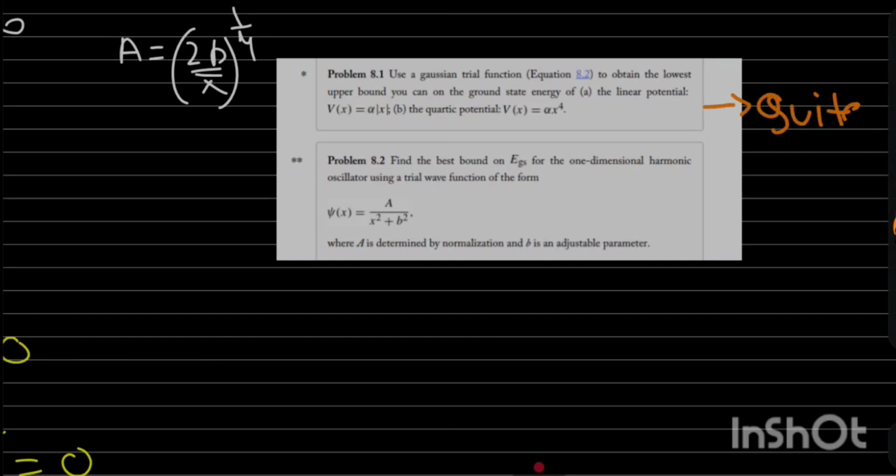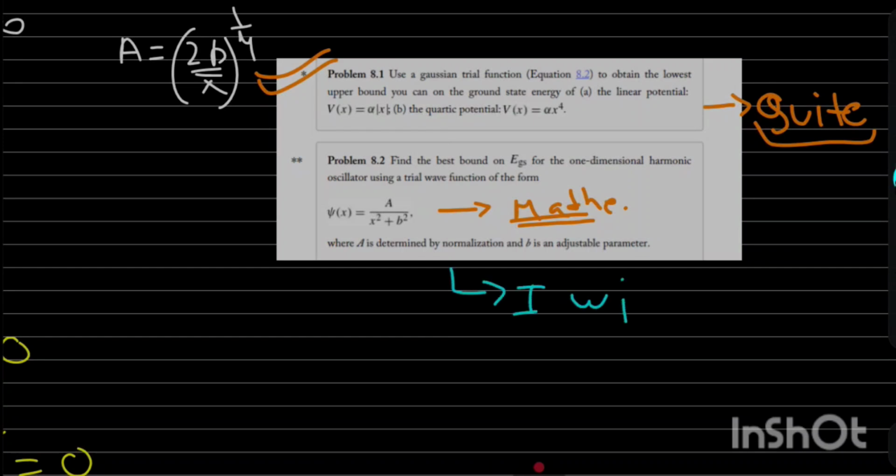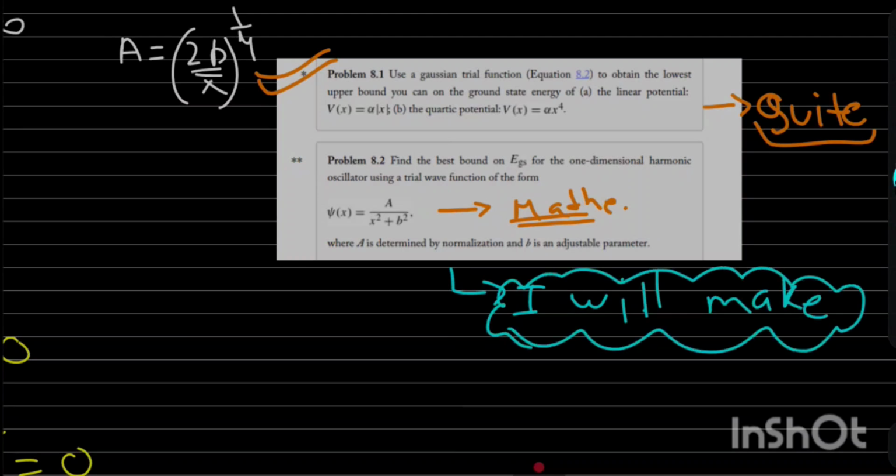This is quite easy because in this particular question he has given the linear potential and the quartic potential. That's the only thing, but this is quite mathematical. Okay, but this is also doable. So these are the 2 homeworks that you have to do, and I will also make a video on this particular topic because these questions are quite good to solve.